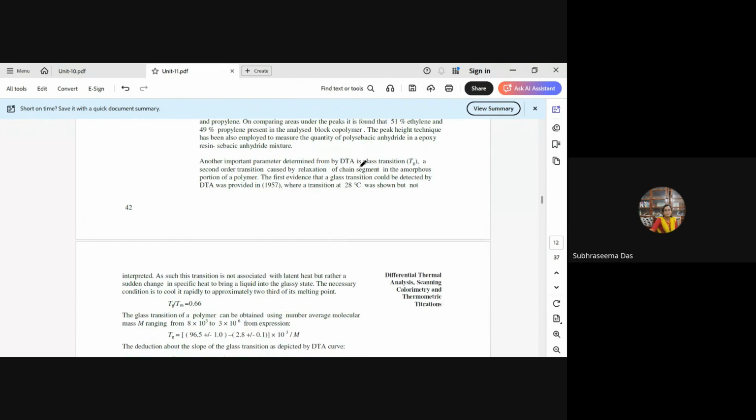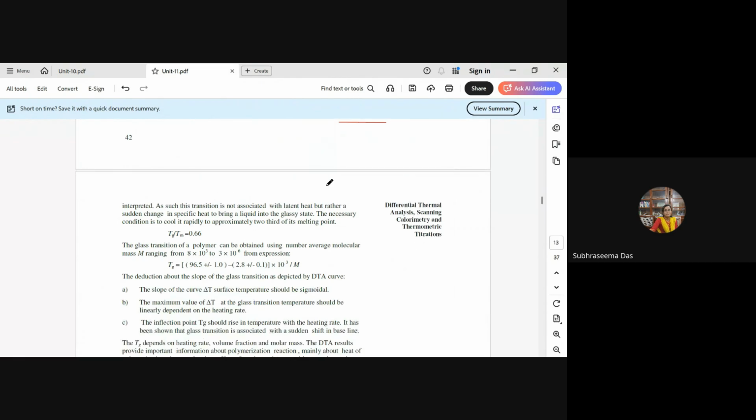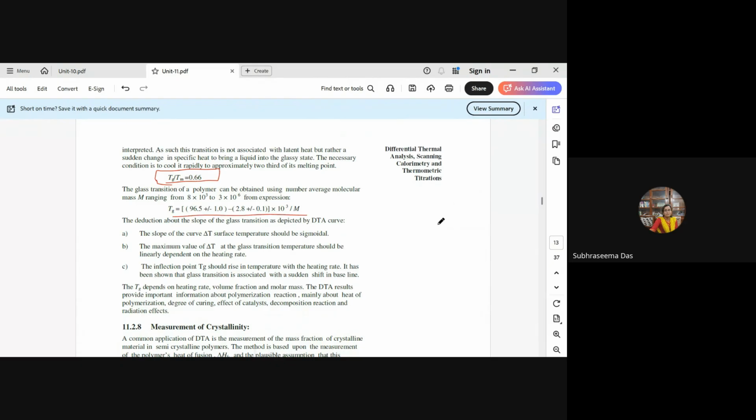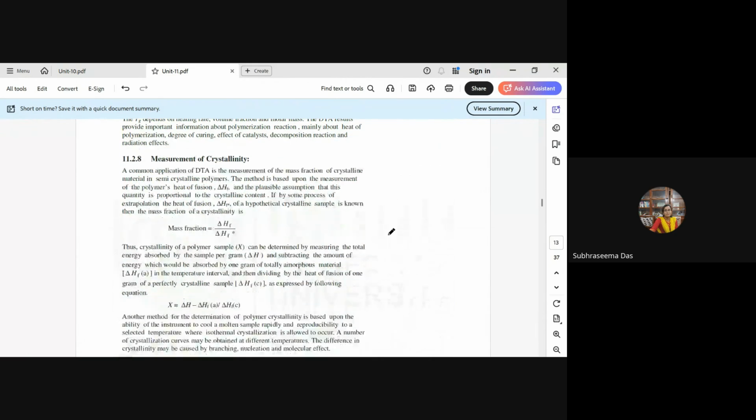Another important parameter that is known from DTA is the glass transition temperature, that is TG. Glass transition temperature means the transition from the chains of the polymer to a glassy state. The first evidence for DTA was provided by a transition at around 28 degrees centigrade. Such a transition is not associated with a sudden change, but we have this relation, that is TG by TM is equal to 0.66. The glass transition temperature can be obtained using the number molecular average of the polymer, and then we can calculate the TG value.